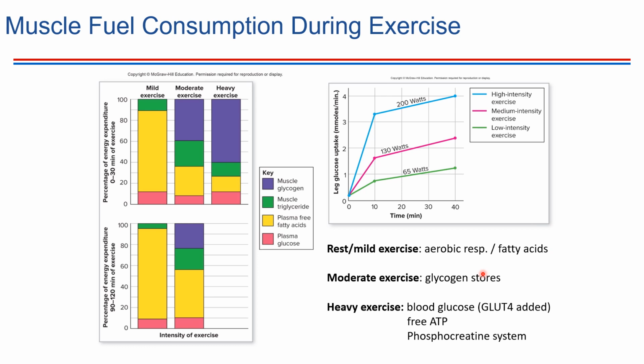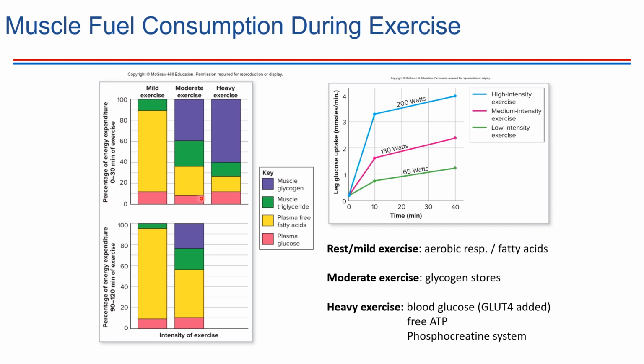As you increase the exercise intensity, we're going to be using more glycogen stores. So that's going to be breaking down glycogen into glucose. And when we get into real heavy activities, you're going to see that we're going to use that blood glucose first and any free ATP that's available, along with this phosphocreatine system. So we're going to be looking at all of these different sources of fuel here. You can see how it's kind of related to different types of activity.